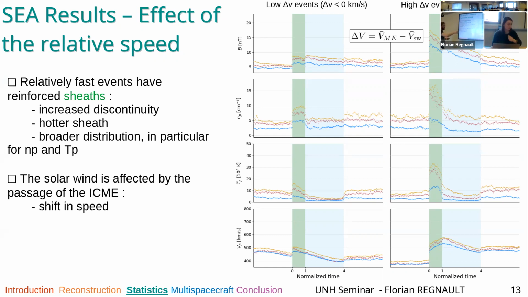We also see that up in the wake, so this is the part just after the passage of the CME, the speed of the solar wind is actually affected. There's still a shift of around 100 kilometers per second after the passage of the CME for at least one magnetic ejecta duration. That means that here, typically, the duration at Earth is around 24 hours. So after the passage of a relatively fast CME, solar wind properties will be disturbed for at least a day.